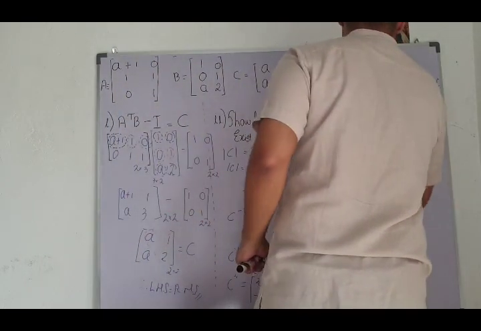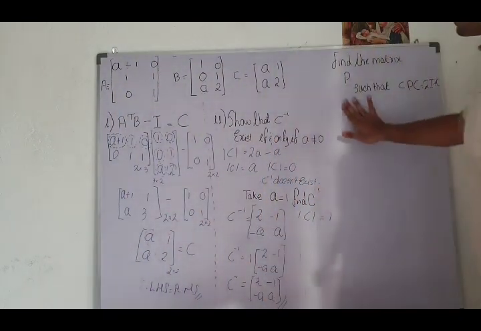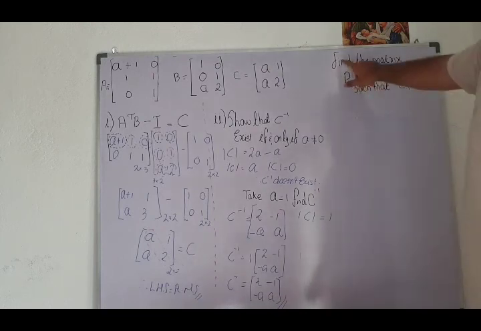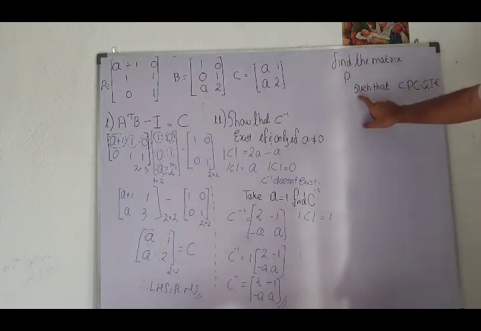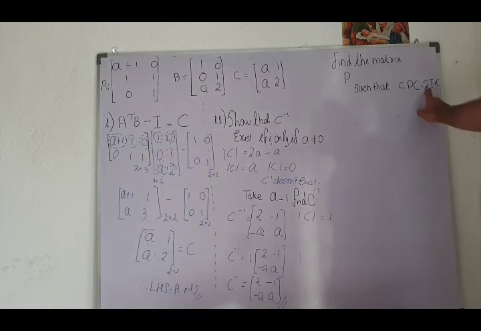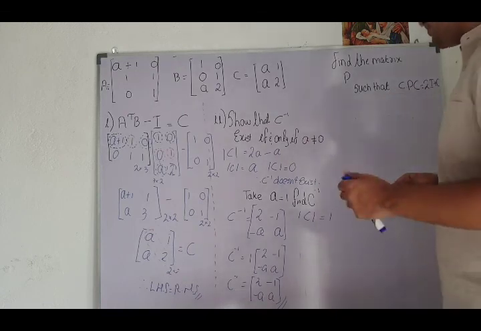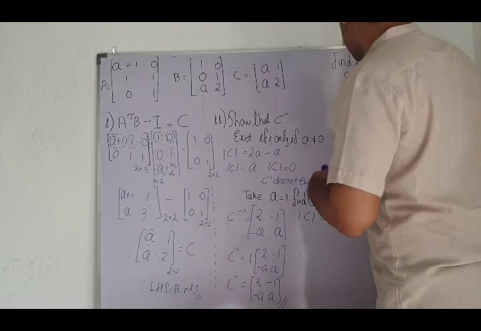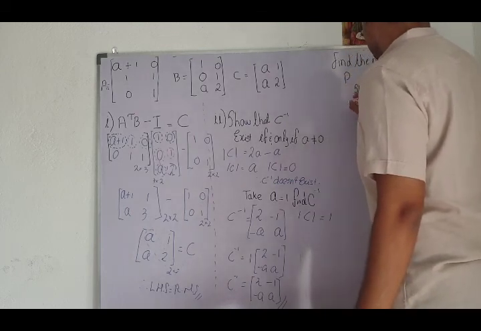In the last part, they say to find the matrix P such that CPC is equal to 2P plus C. So this is how we do it. So CPC, we have CPC.